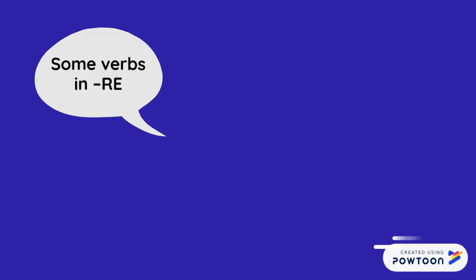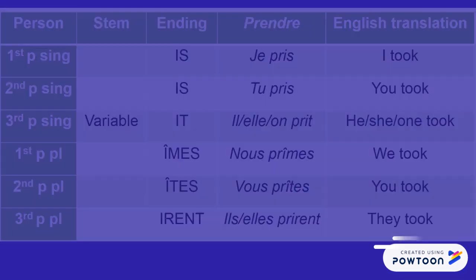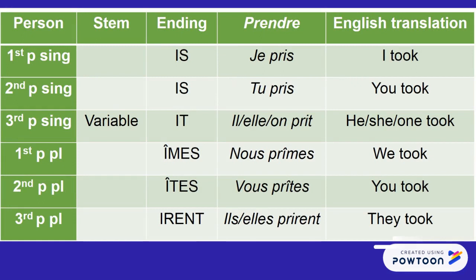Some verbs in RE will have the same endings. For instance, prendre, je pris, tu pris, il, elle, on prit, nous prîmes, vous prîtes, ils, elles prirent.